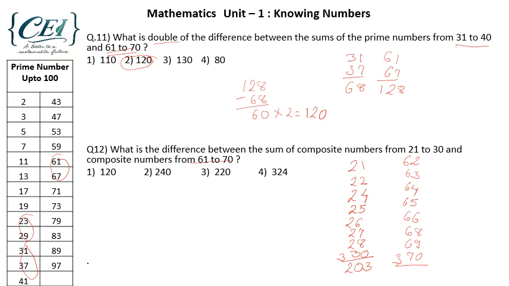How many 6s? 1, 2, 3, 4, 5, 6, 7. Seven 6s are 42. 42 plus 3 and 7, that is 10. 42 plus 10, that is 52.